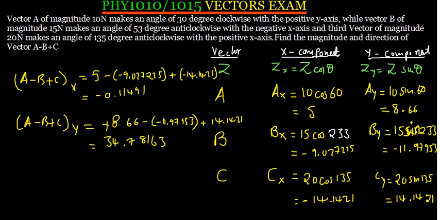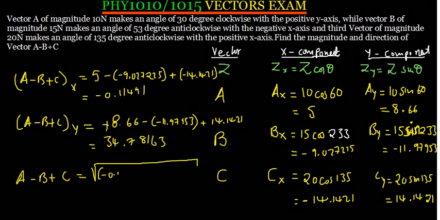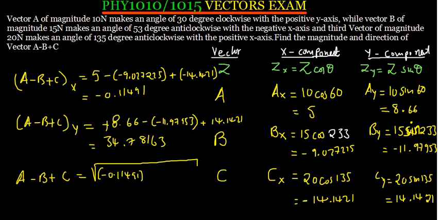So this is a minus b plus c for the y component and the x component. To find the magnitude of a minus b plus c, you get the x component squared, the y component squared, and then you square root. So that is going to be the square root of negative 0.11491 squared plus 34.78163 also squared. Someone has punched, you can give us the value found.